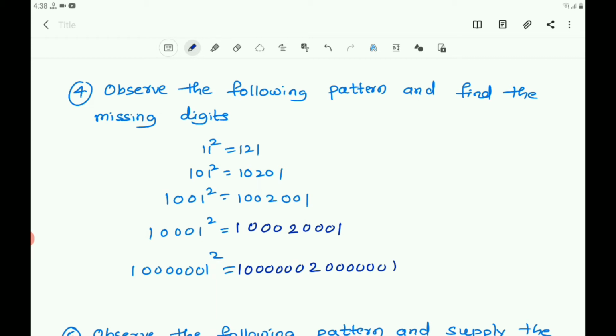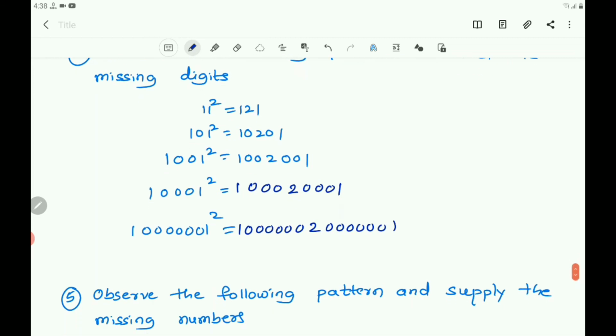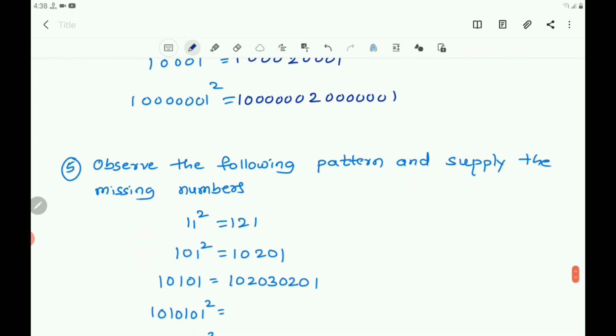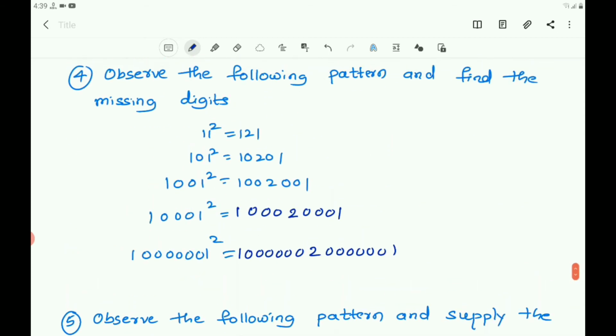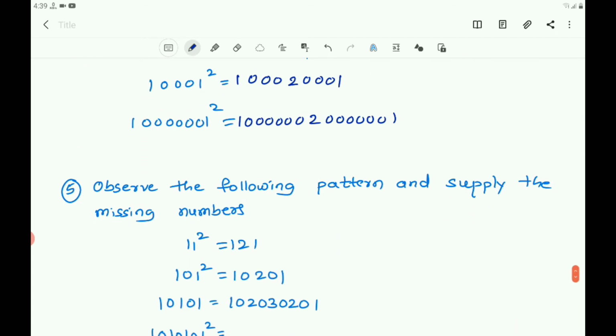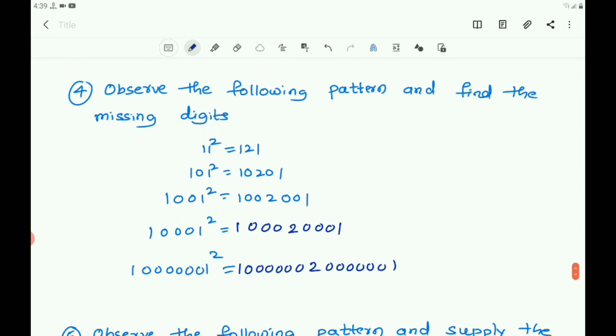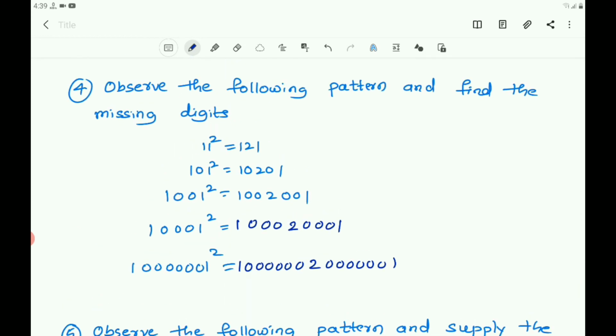Next one is, observe the following pattern and supply the missing numbers. See the pattern here. First one is 11 square, that equals 121. Second one is 101 square, that equals 10201. Here in the first case 101 was there. Here also 101. The square of 101 is 10201.